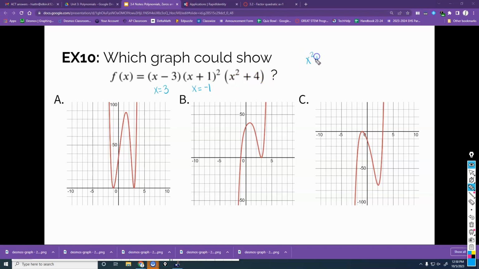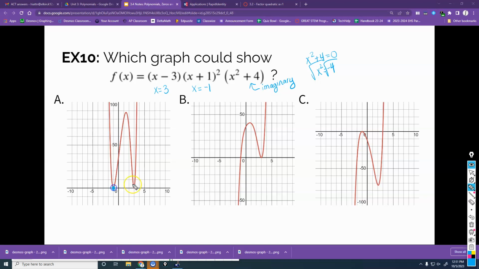What about here? x squared plus 4 equals 0. That's x squared equals negative 4. I'm taking the square root. Oh, I'm taking the square root of a negative. What's that tell me I get from here? I'm going to get imaginary. Can I see those on the graph? I can't really see those on the graph. So I should have zeros at 3 and negative 1.